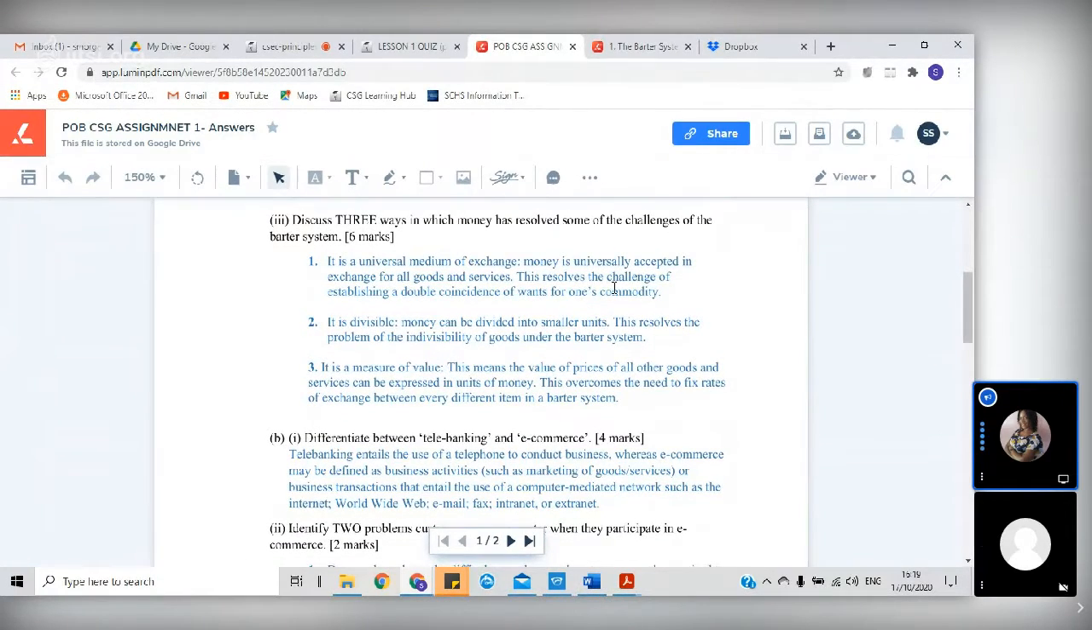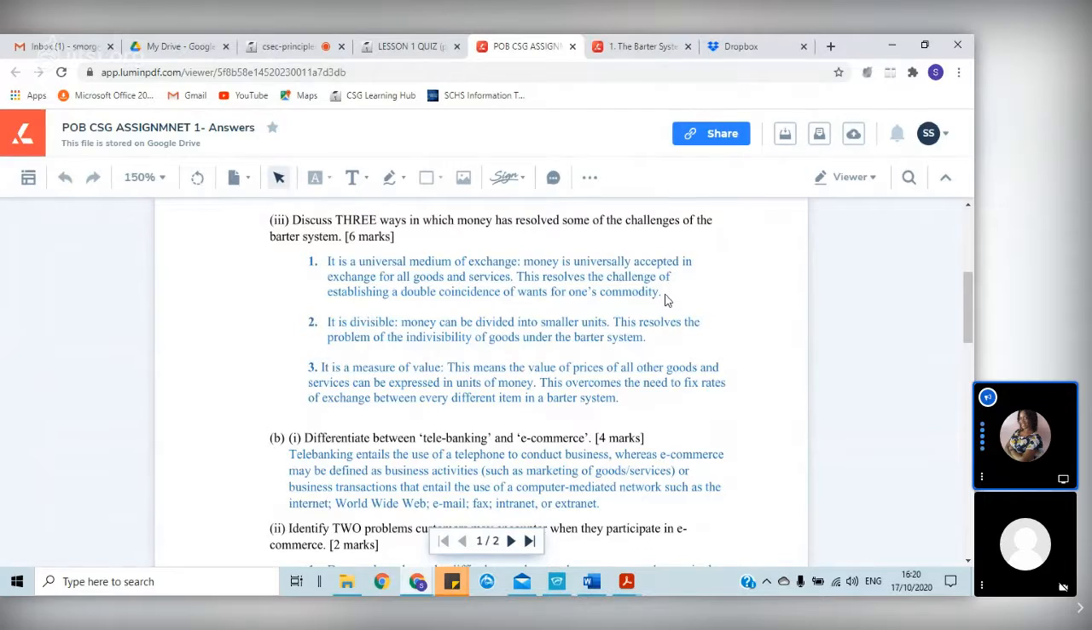So it says money is universally accepted in exchange for all goods and services. This resolves the challenge of establishing a double coincidence of wants for one's commodity. So you did mention double coincidence of wants, right? Yes, miss. Right. And so this is how money solved that problem. You don't need to have what I want, and I don't need to have what you want in terms of having the actual good. As long as we both have money, right?